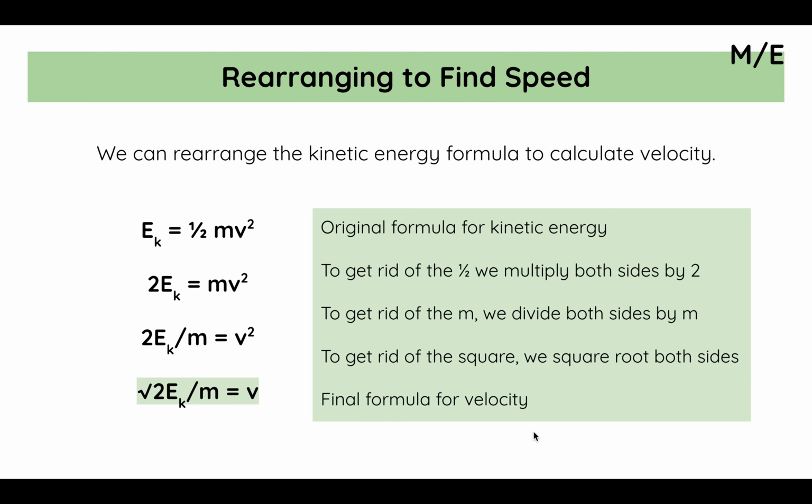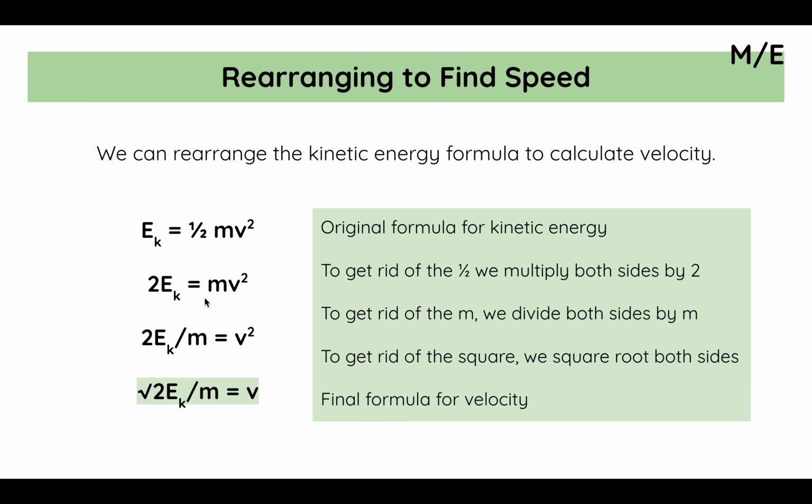For merit and excellence, and sometimes even for achieved, they can ask you to rearrange the formula. This one is a little bit tricky because it has got that half and it has also got the squared. So these are the steps you need to follow. Remembering that to rearrange a formula, you need to do the same thing to both sides. So here's my original formula for kinetic energy. I'm going to get rid of the half first. So to get rid of the half, we need to multiply both sides by 2. So that leaves me with no half on this side because 2 times 0.5 is 1.